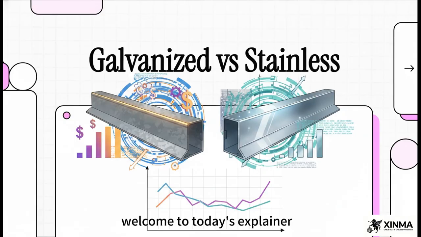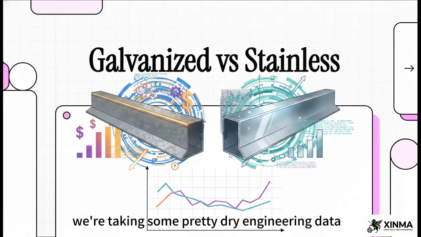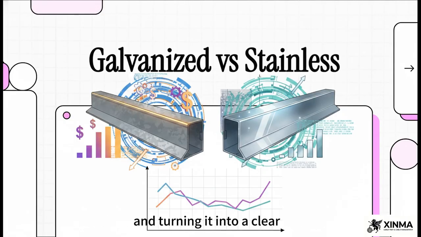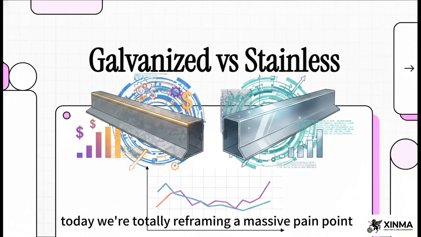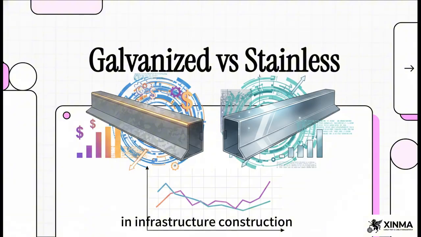Welcome to today's Explainer. We're taking some pretty dry engineering data and turning it into a clear, straightforward framework to help you master a surprisingly complex topic. Today, we're totally reframing a massive pain point in infrastructure construction, the underlying logic of material costs.